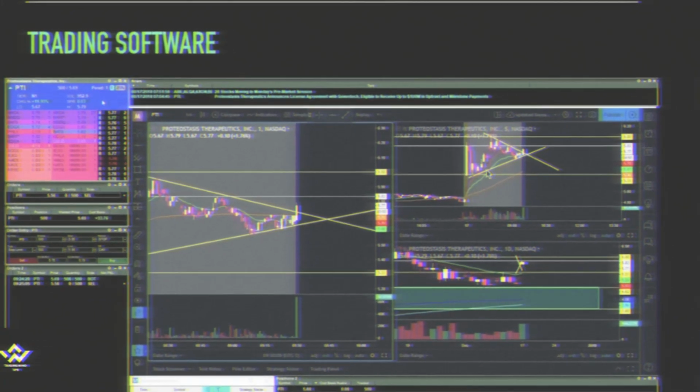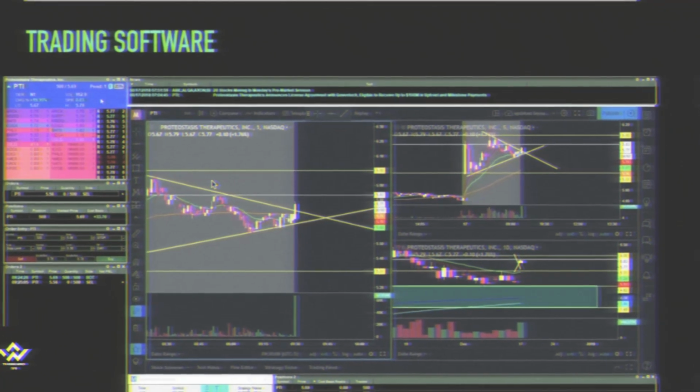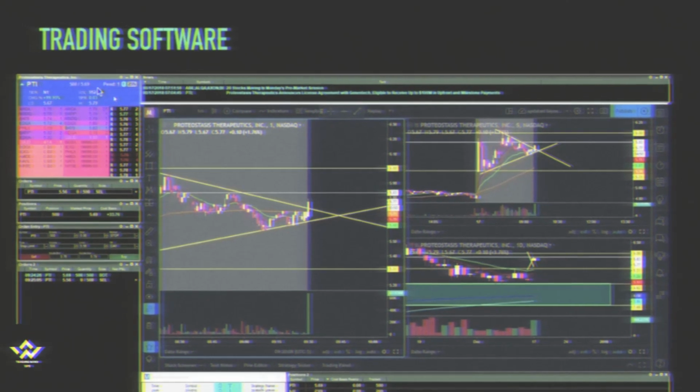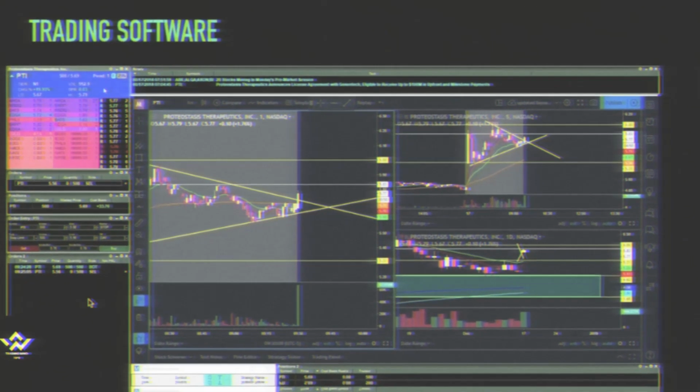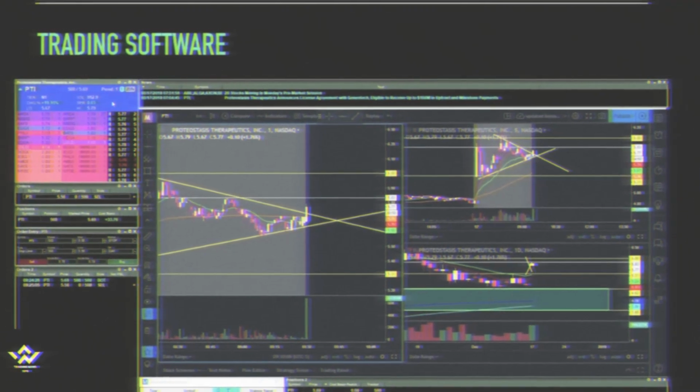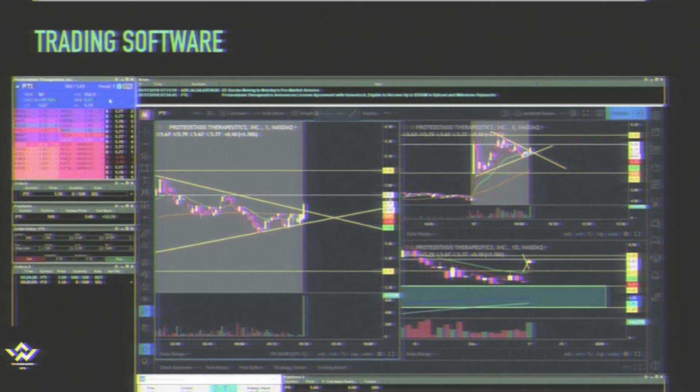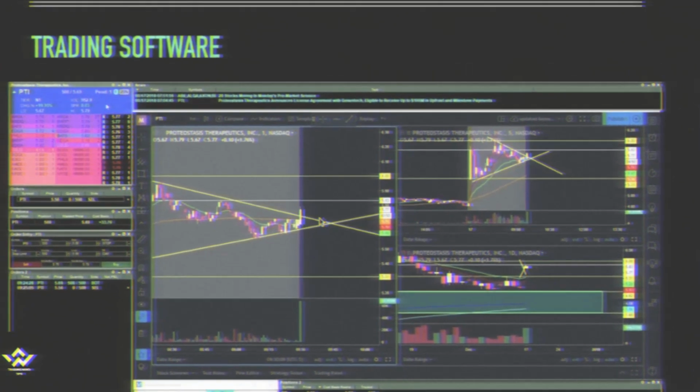This is my trading software layout. I have 3 different softwares at one time. This right here on the left is my broker. Down here is a separate scanner from a different company, and then the charts are a separate scanner from a different company.